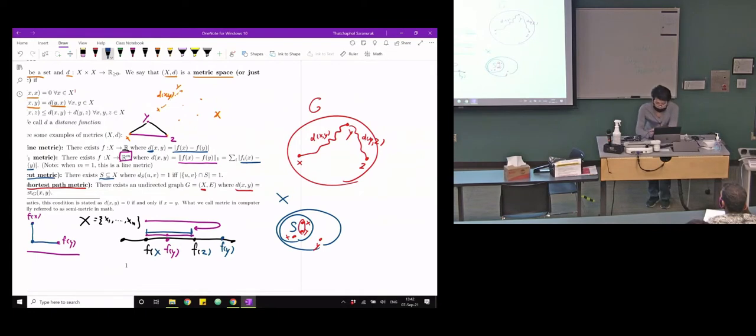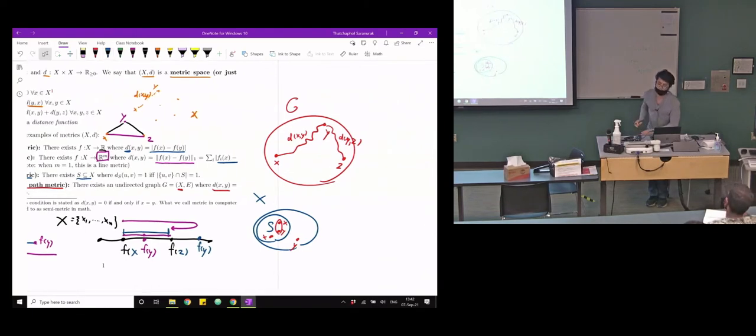And here you can verify as well that the function D is indeed a metric because you have the triangle inequality, right? The distance from X to Z will be at most this thing plus this thing, because this is one XZ path. So the distance of X and Z is at most this sum.